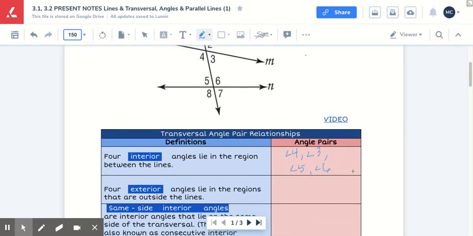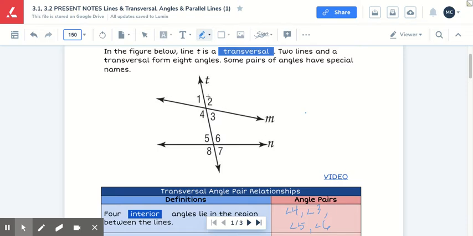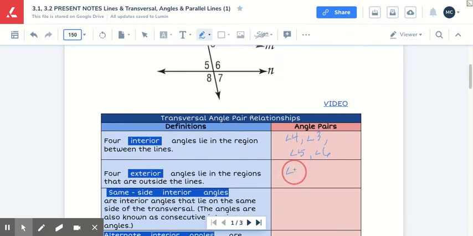The exterior angles are the angles that lie in the regions that are outside of the lines. So looking at our picture again, outside of the lines would be up here and down here. So that would be these two angles and those two angles. So angle 1, angle 2, angle 7, and angle 8.